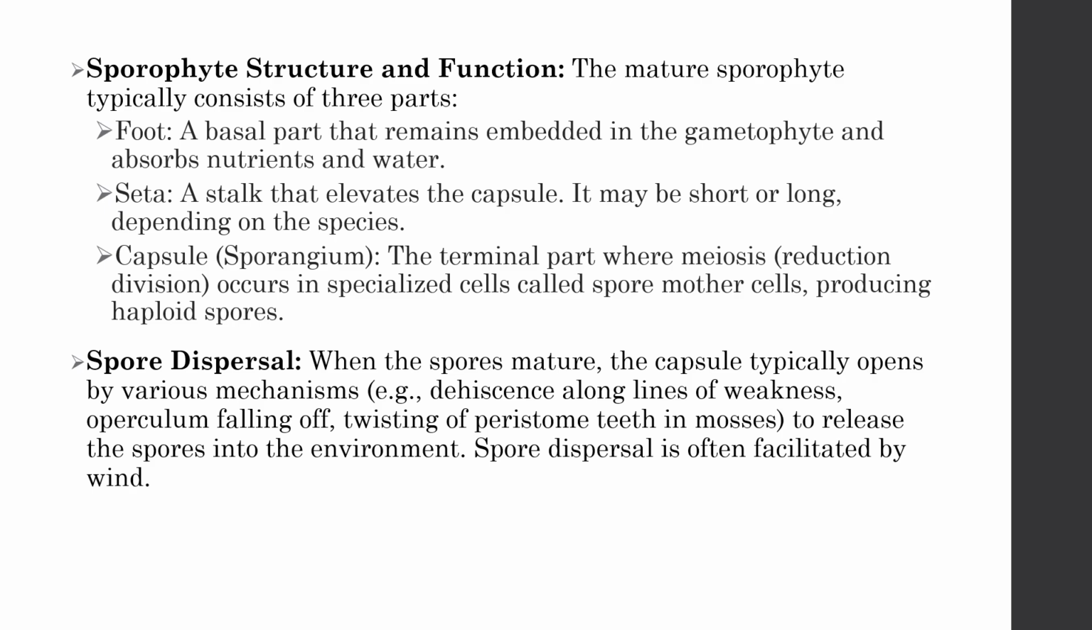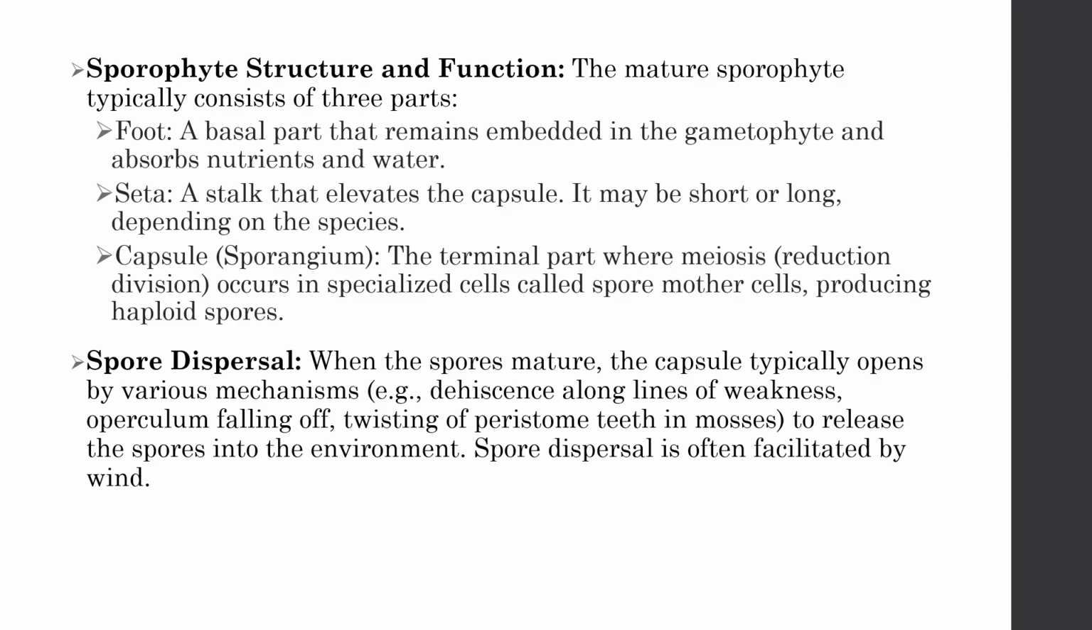The sporophyte structure and function. For example, coming to Polytrichum, or mosses, the mature sporophyte consists of three parts, namely the foot, seta, and capsule. The basal part that is embedded in the gametophyte and absorbs nutrition and water is called the foot. This is the gentle attachment of the plant to the soil.